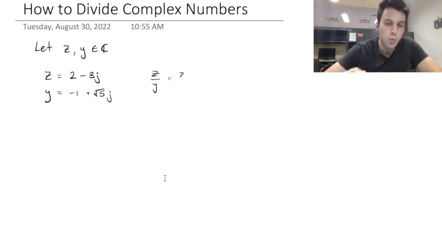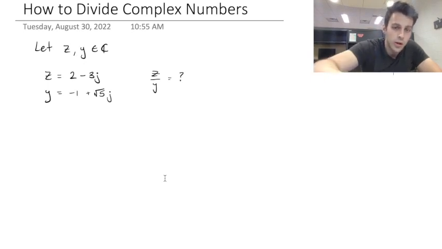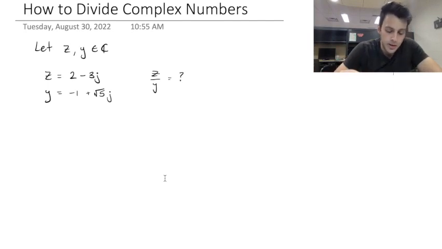And when we're multiplying, it's a lot simpler because we can distribute the complex numbers, the real and the imaginary part, just like two binomials. But when we're dividing, we can't really do something like that. So what we're going to do is actually take advantage of the conjugate of the denominator. And I'll show you in a second what that means.